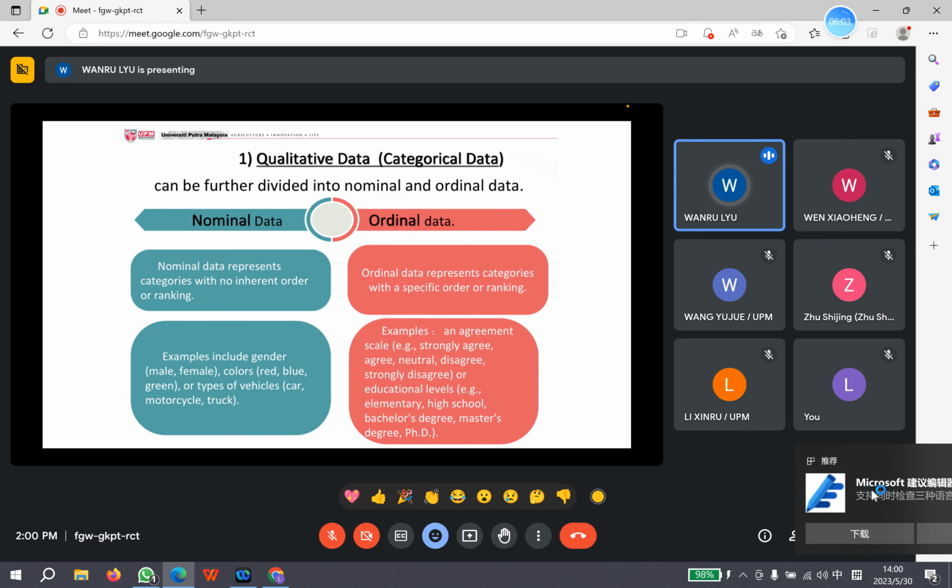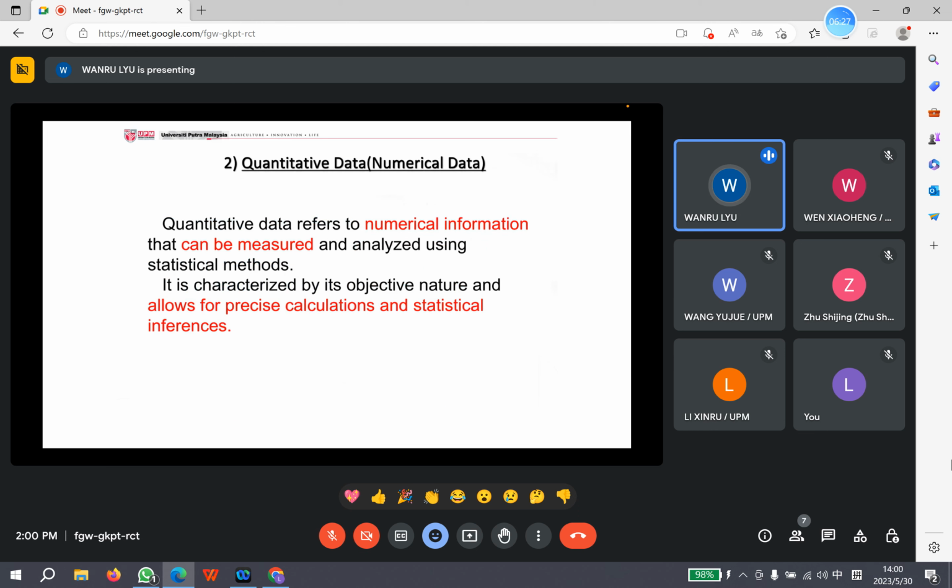For example, in a questionnaire, we are always given a question and we are required to give our agreement scale, like choose from strongly agree, agree, neutral, disagree to strongly disagree, or choose our education levels from elementary, high school, bachelor, master to PhD. There is obviously a ranking here. And next, quantitative data.